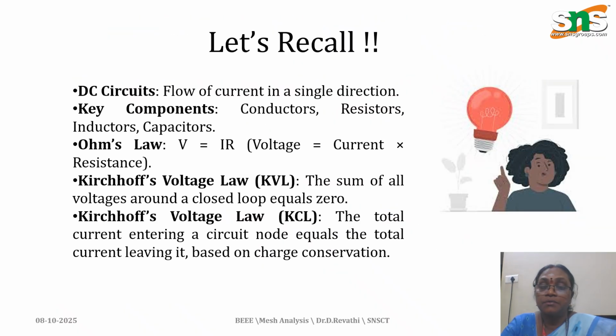In the previous session, we discussed the DC circuit and the components it consists of: conductor, resistor, inductor, and capacitor, along with Ohm's law. Ohm's law, as we know, is V equals IR. We covered the definition and unit of Ohm's law, and also Kirchhoff's voltage law and Kirchhoff's current law. These are the topics we discussed in the previous class.